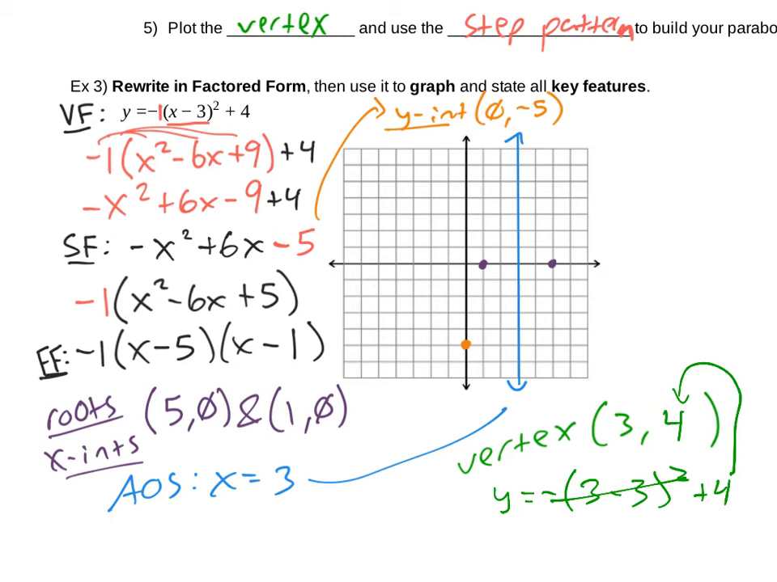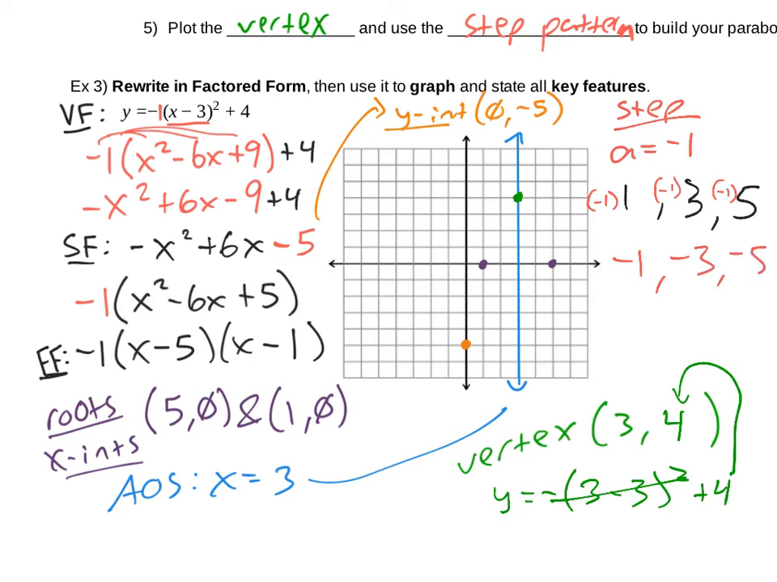All right, now we have that. Let's plot it and draw the parabola. There's my vertex. Okay. Hey, we haven't talked about the step pattern. What's the step pattern here? What's A? A is negative 1. So it takes the basic 1, 3, 5, and it multiplies them all by negative 1. So what's it going to become? Negative 1, negative 3, negative 5. That means down 1, down 3, and down 5.